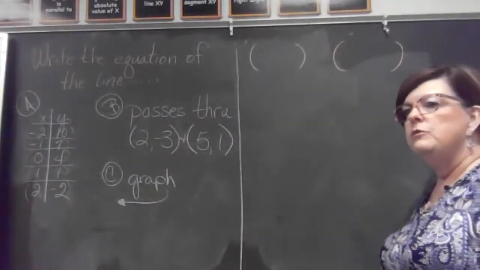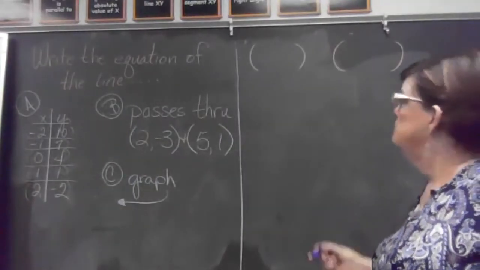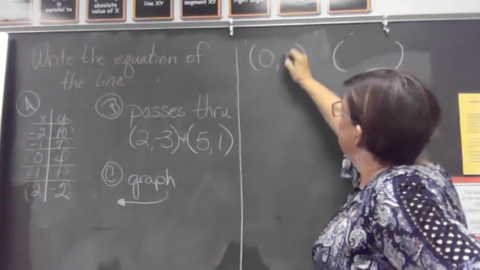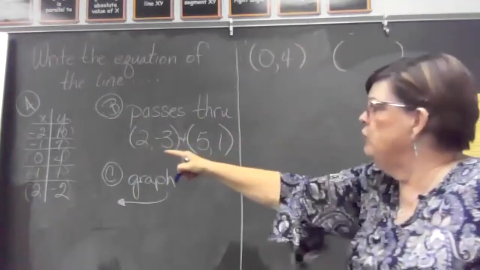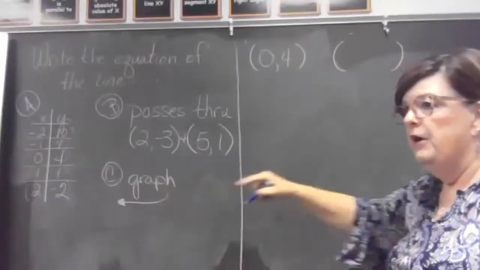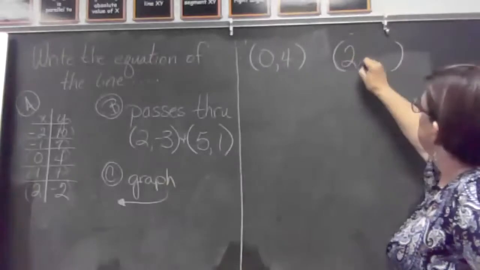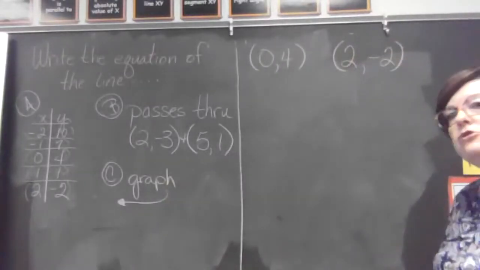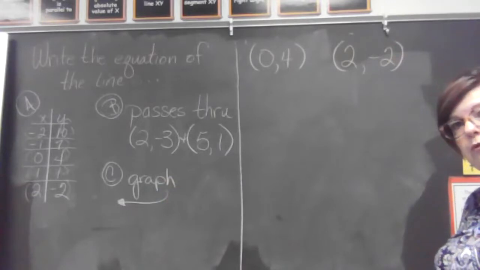Choose 2 of the points for me. 0, negative 2. Well, you have to do 0, 4, because 0 and 4 go together. Oh, gotcha. And then you want the bottom one? Yeah. 2, negative 2. Okay. Irene, get ready because you're going to choose 2 different ones, and we're going to prove my point.